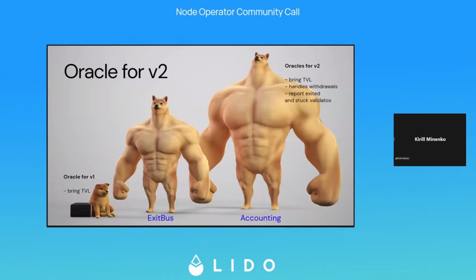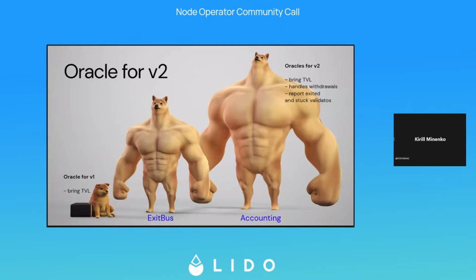The current Oracle reports only protocol TVL. The V2 Oracle brings TVL, handles withdrawals, and reports exited staked validators. Plus, the new Oracle supports staking router and is designed to be extensible. Actually, the new Oracle is not just one. It's two different oracles: a small exit bus oracle and a big accounting oracle. They are bundled in separate applications and can be deployed separately.